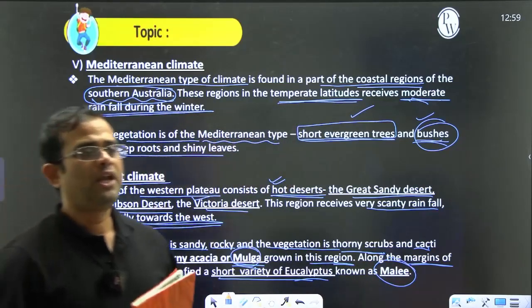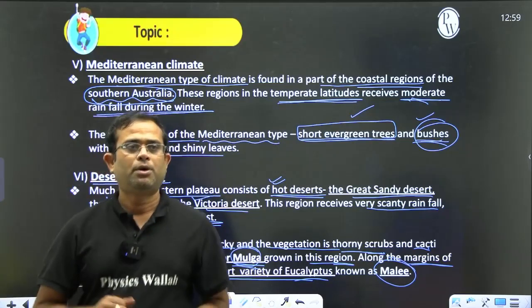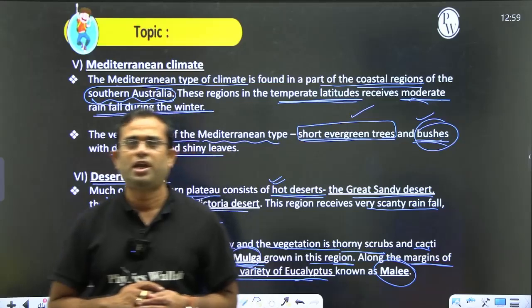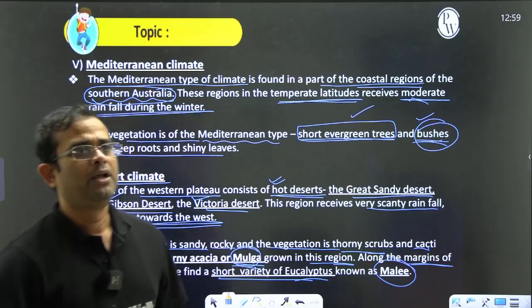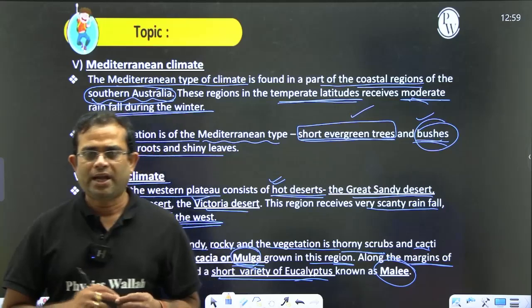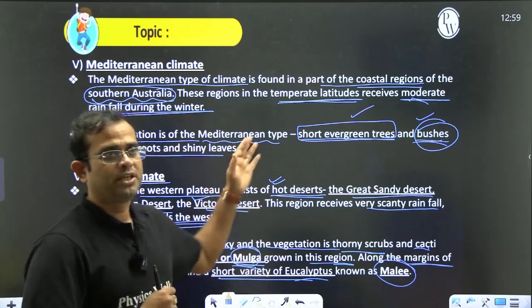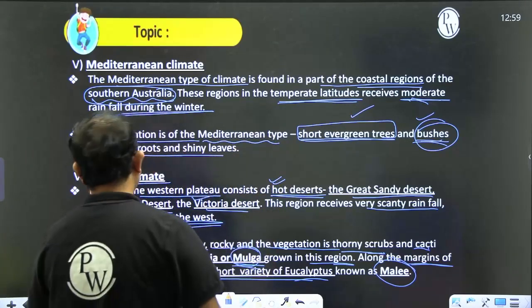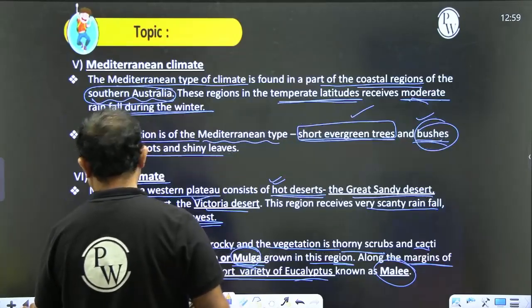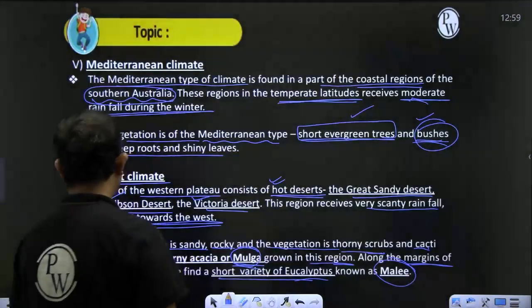Australia is particularly a dry continent. Among all the continents, Australia is the driest. Dry continent means there is scanty rainfall. More than 60% of Australia is the drier part, so it is a drier continent.